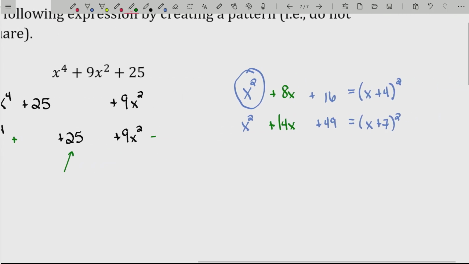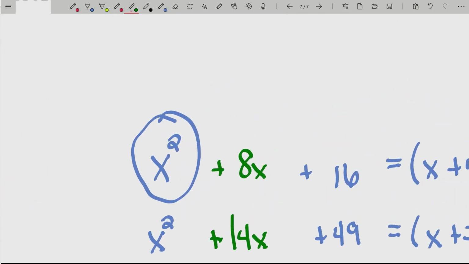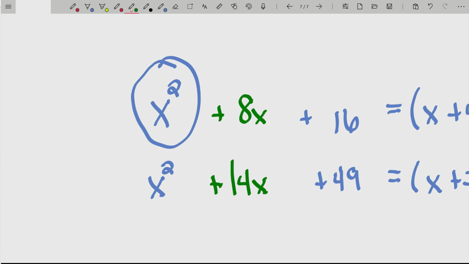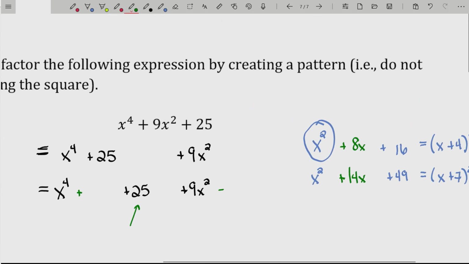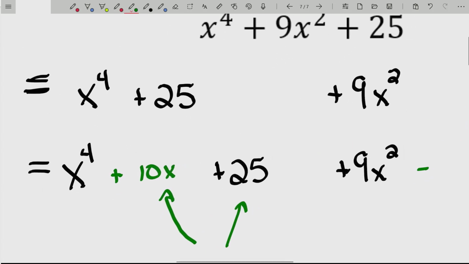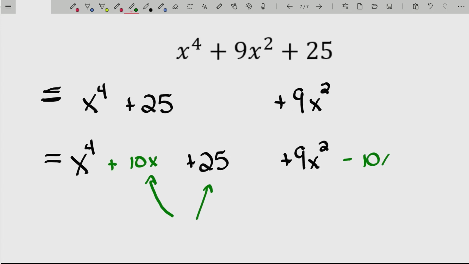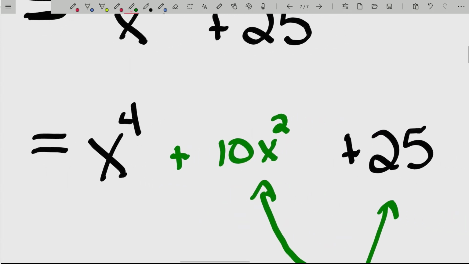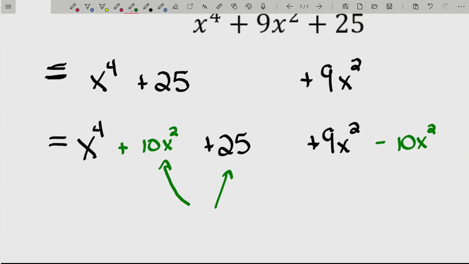So again, just like over here, if we started with an x squared and a 16, 16 is 4 times 4, so in the middle I put 4 plus 4x. 49 is 7 times 7, so in the middle I put 7 plus 7x. So what I'm going to do here, 25 is 5 times 5, so right here I'm going to put 5 plus 5x. Of course, I have to offset that because that wasn't there to begin with. Oops, it should be x squared because it's x to the fourth there, not x squared. So it's just half the power. So I put the offset. Notice the green ink, they offset each other. It's just plus 10x squared minus 10x squared, so basically adding nothing.